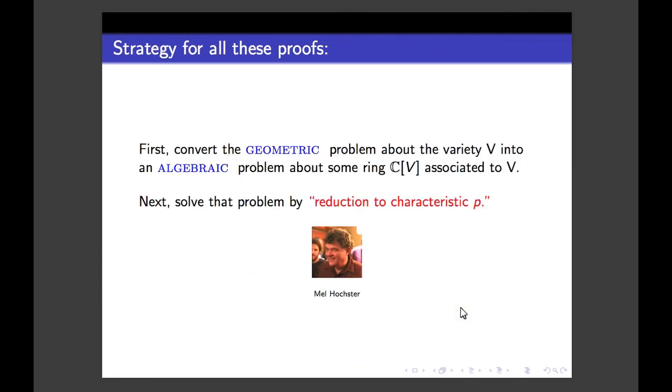And what's really amazing about those four different classes of varieties that were proven to have rational singularities by different groups of people is that they all use more or less the same strategy, which I personally think is a remarkable and beautiful strategy for studying algebraic geometry. So the strategy is: convert the geometric problem about the variety into an algebraic problem about the coordinate ring.